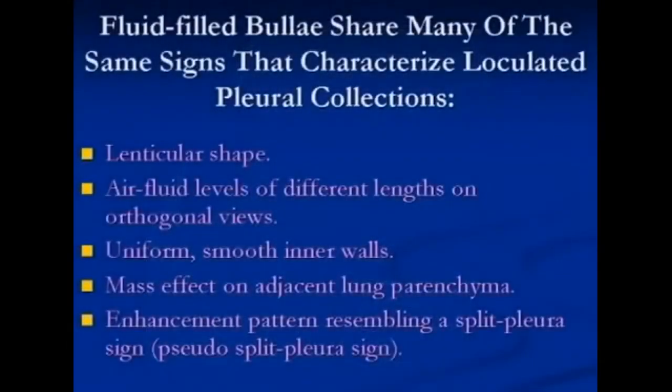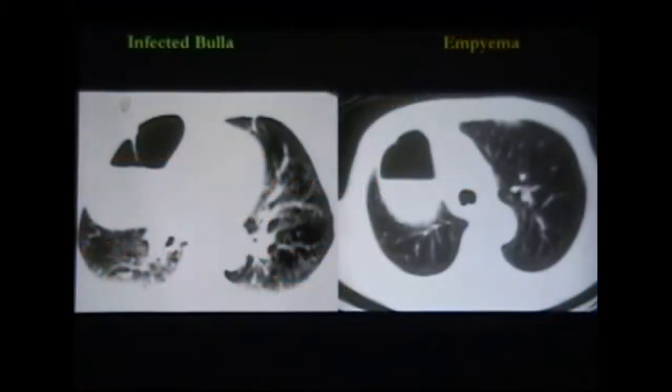And you're right thinking about empyema, because a bulla and empyema share many of the same characteristics. They are lenticular in shape, or have air fluid levels at differential lengths. They have smooth, uniform inner walls, and they push the lung. And they may have a pseudo-split pleural sign. So they're very similar. To drive that point home, here's the case I just showed you with a little septation. Here's another patient with an empyema that we know. Frankly, they look almost the same.